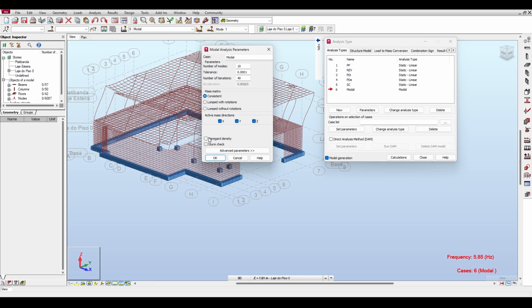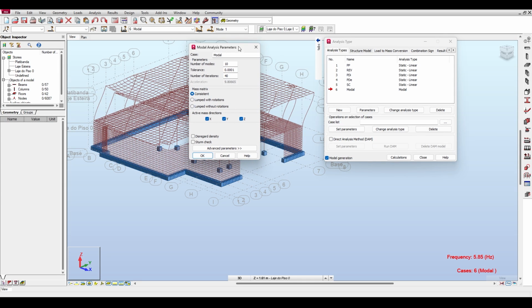Storm check is a check by Autodesk that checks if a mode has been skipped, and it will recalculate it again. So this is what seems to be the modal analysis parameters.